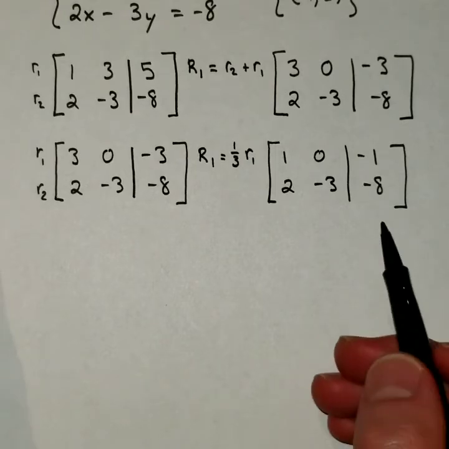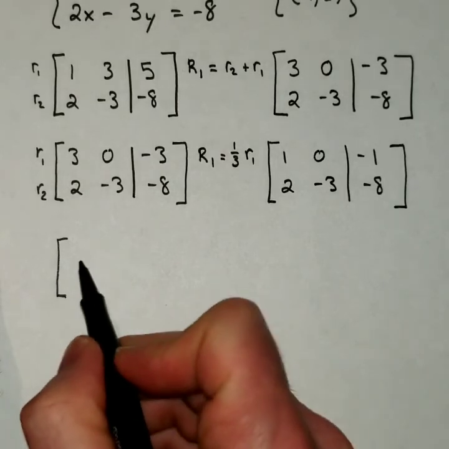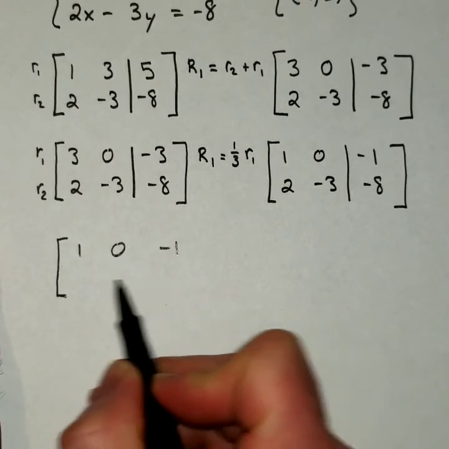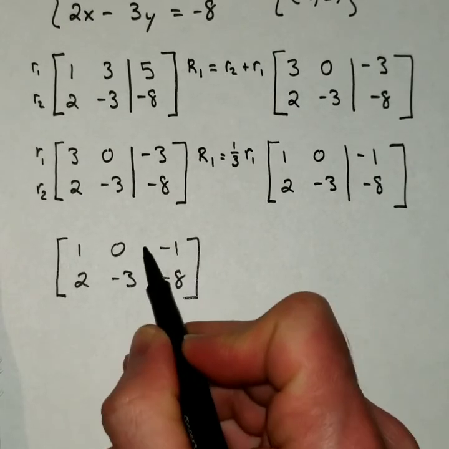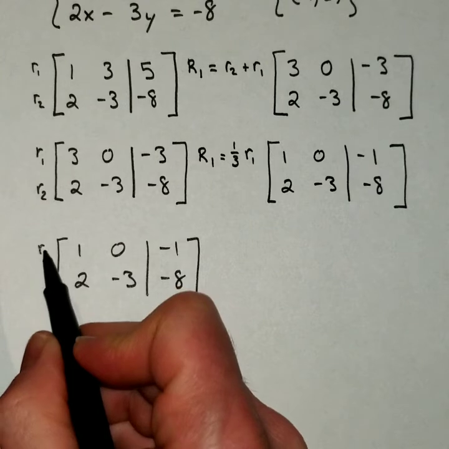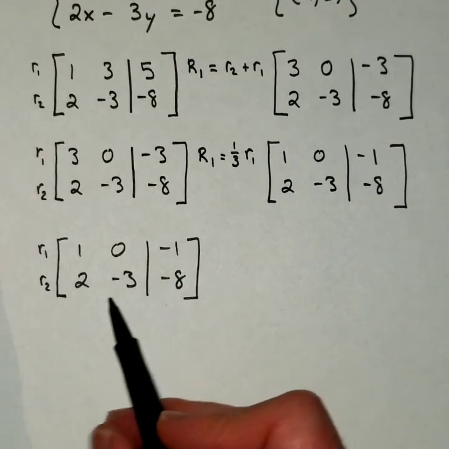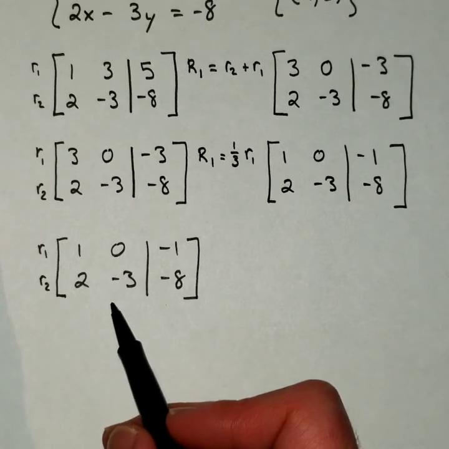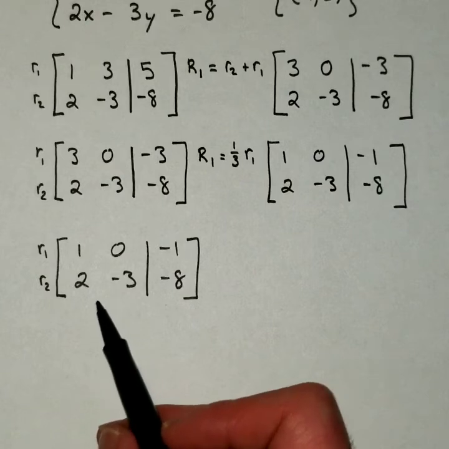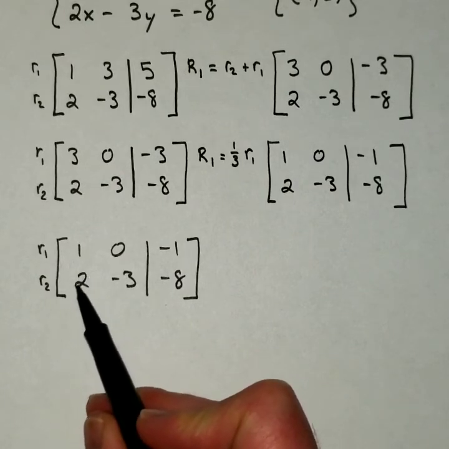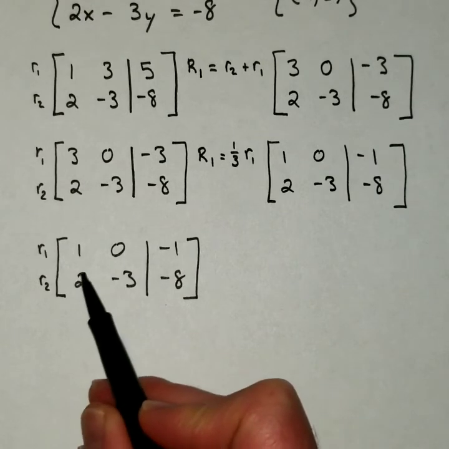Got the x value. Alright, so now I'm going to rewrite that again. I get 1, 0, negative 1, 2, negative 3, negative 8. And row 1, row 2. Okay, so now my goal is going to be to get a 0 in this first spot, right? 1, 0 should get 0 and 1. So I'm going to get a 0 here.